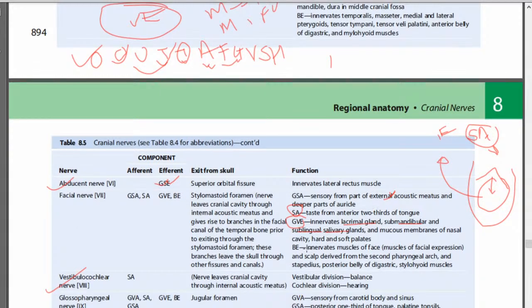So what is BE? It innervates the muscles of the face, scalp, derivatives of the second pharyngeal arch, and the stapedius muscle.